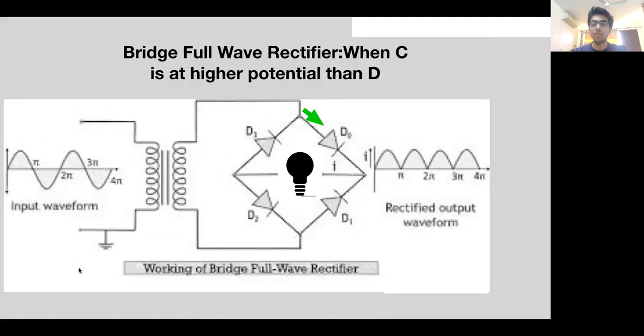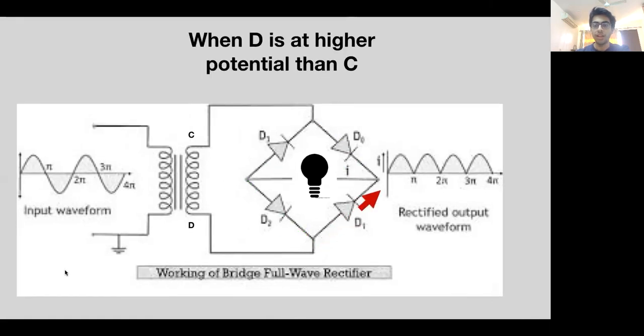Similarly, there is also a bridge full wave rectifier that we can use. What is the function of the bridge full wave rectifier? Here the diodes D0 and D2 will conduct in the positive half of the wave cycle, and D1 and D3 will conduct in the negative half of the cycle. And here also the direction of current through the bulb will be the same in both cases. So the output waveform will be fully rectified, as we can see. In the positive half of the wave cycle, and in the negative half of the cycle when D is at a high potential, in both cases the bulb will glow and full wave rectification will be achieved.